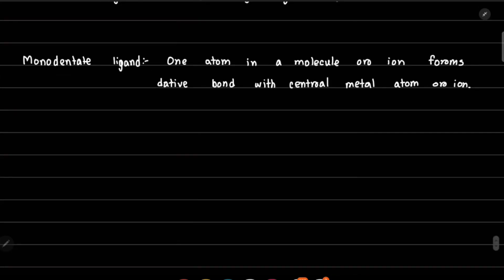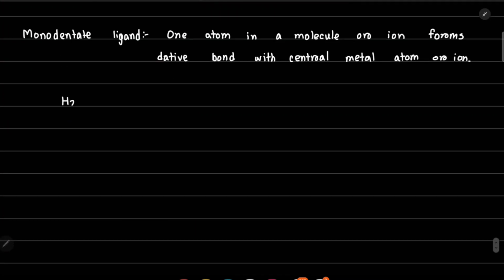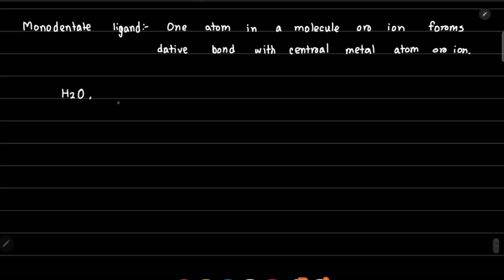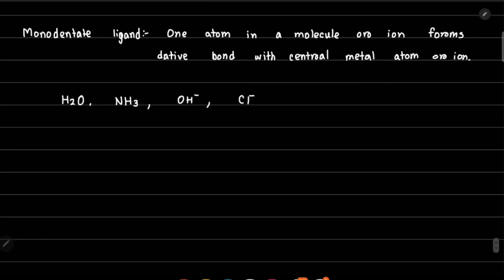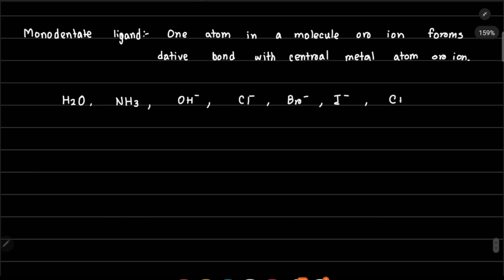Some examples of monodentate ligand would be water, where the oxygen only can form dative bonds. Ammonia also has a lone pair on the nitrogen. We can have OH minus ions, halide ions, so Cl minus, Br minus, I minus. We can also have CN minus, stuff like that.